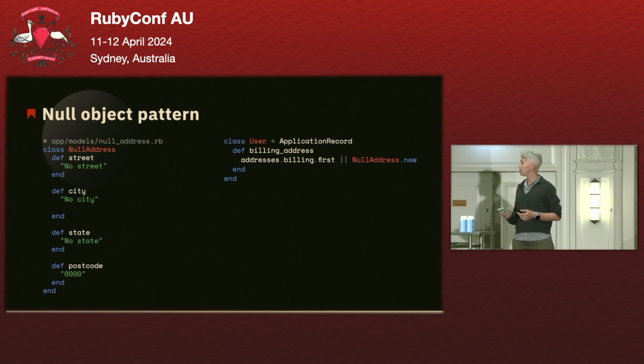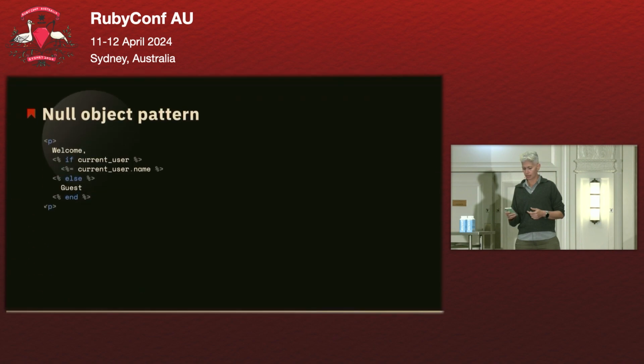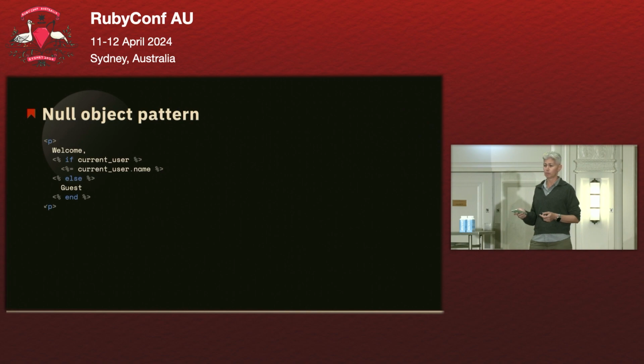A similar example that we probably have in most apps that we work on. When we have a logged in user, we have a current user, you might see: if current user, then say hi, username. Otherwise, return guest, because we don't know who that is. We can use the same pattern in this example as well.